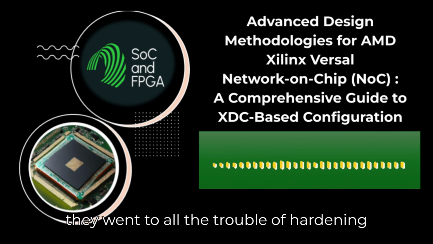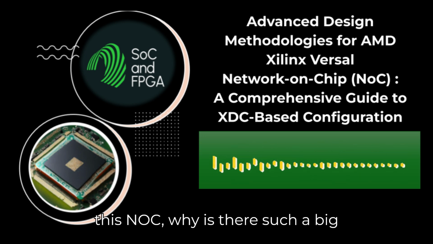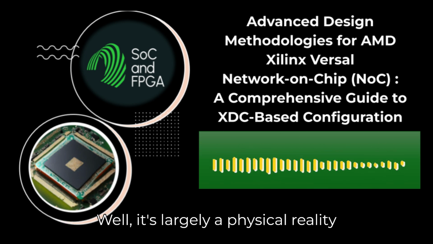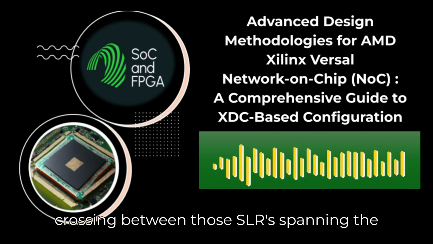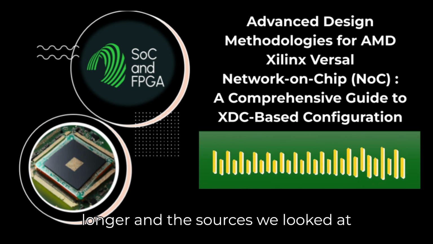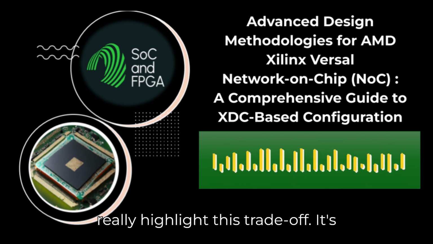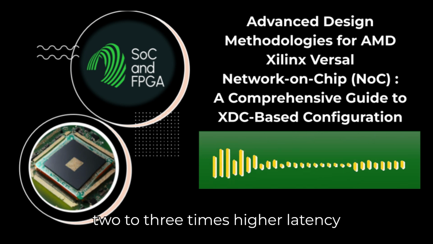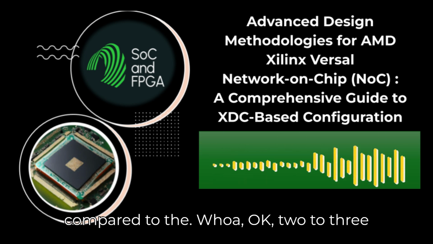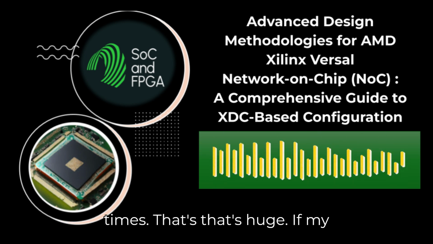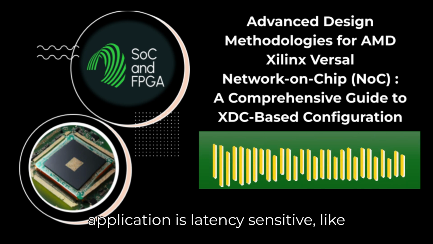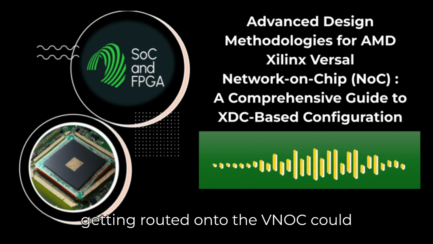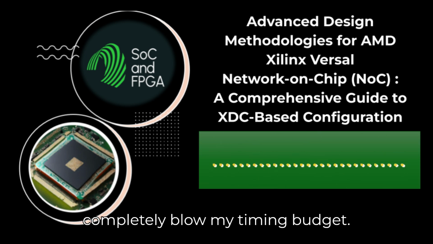But wait, if they went to all the trouble of hardening this NoC, why is there such a big performance difference between horizontal and vertical? That seems counterintuitive. Well, it's largely a physical reality. Crossing between those SLRs, spanning the full height of the chip, it just takes longer. And the sources we looked at really highlight this trade-off. It's quite stark, actually. The VNOC can have 2 to 3 times higher latency compared to the HNOC. Whoa, okay. 2 to 3 times? That's huge. If my application is latency sensitive, like say financial trading algorithms or real-time video processing, accidentally getting routed onto the VNOC could completely blow my timing budget.